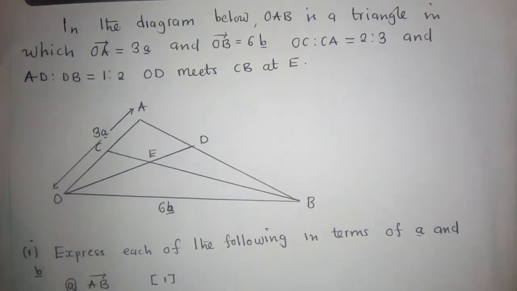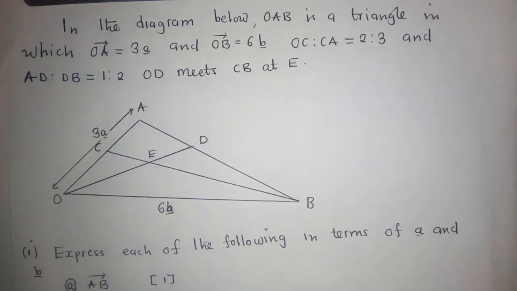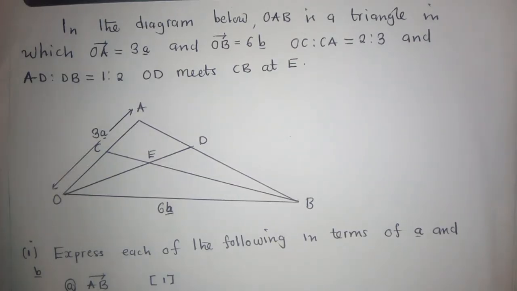This is Sichamba Jacob. I have this exam question which came in 2016. The question reads, in the diagram below, OAB is a triangle in which vector OA is equal to 3A and vector OB is equal to 6B. The ratio OC to CA is equal to 2 to 3, and the ratio AD to DB is equal to 1 to 2. OD meets CB at E.